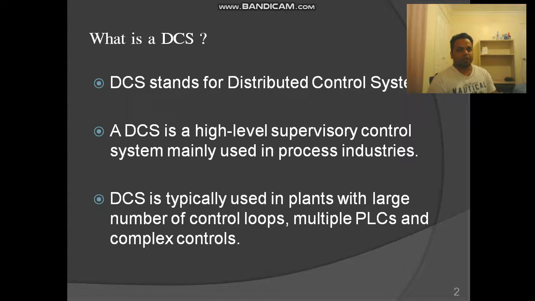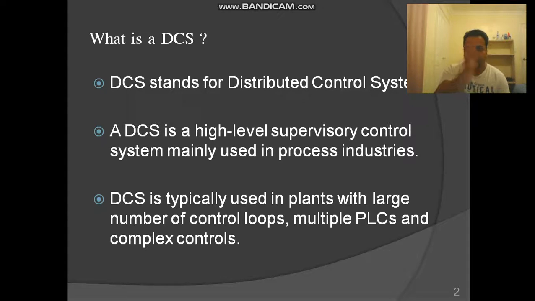First I have to tell you what a DCS is. DCS stands for Distributed Control System and is a high-level supervisory control system mainly used in process industries. High-level supervisory control means it controls the field devices. So what are field devices? Let me explain. Field devices are actuators and sensors, and the DCS comes above the level of them.